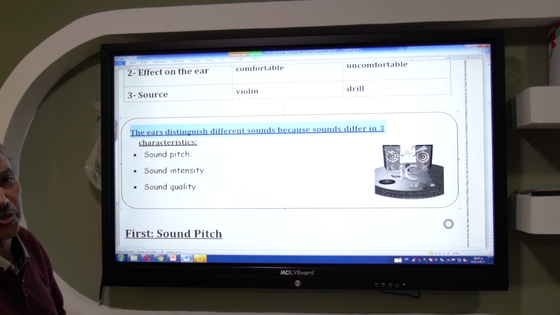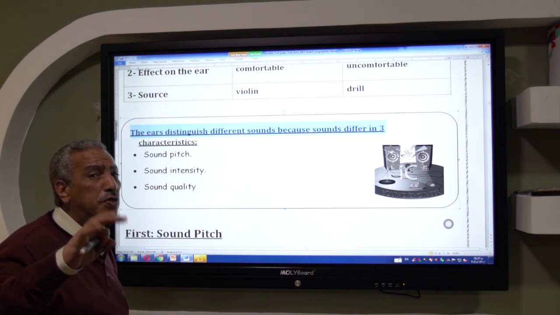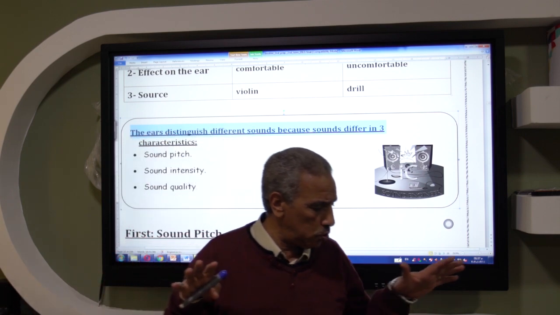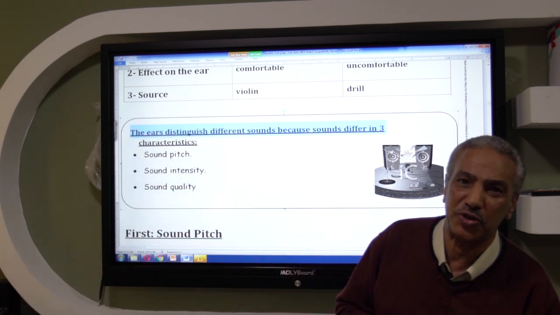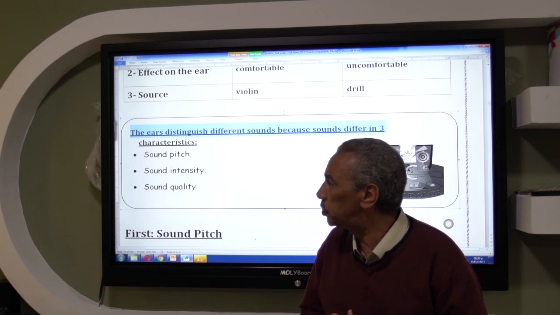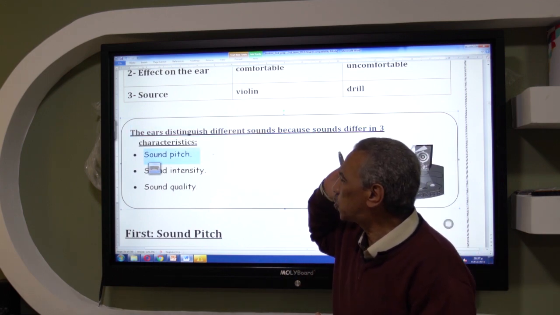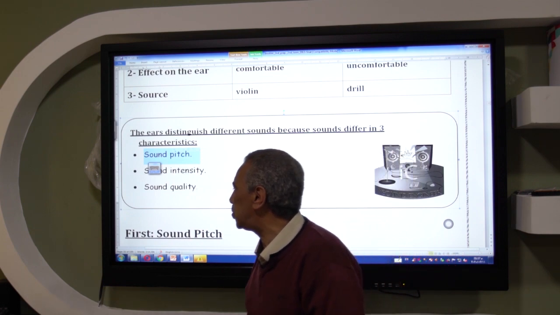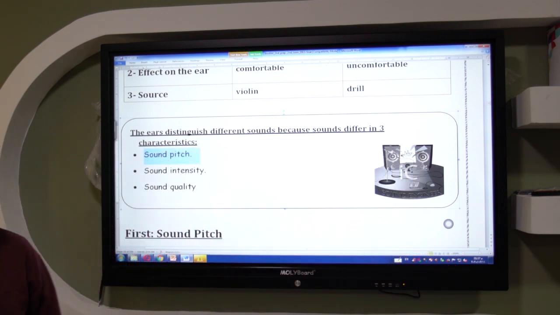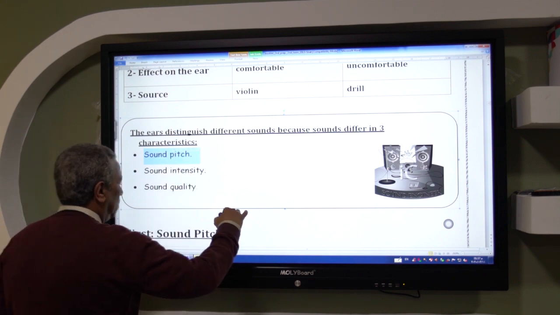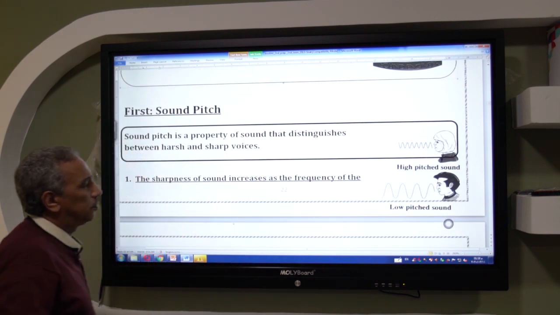We can describe the sound by using three different properties. Sound actually has its own special description. If you want to describe it, you have to describe it by using the sound pitch, its sound intensity, and the sound quality, or the timbre of the sound. First, what is the meaning of sound pitch?